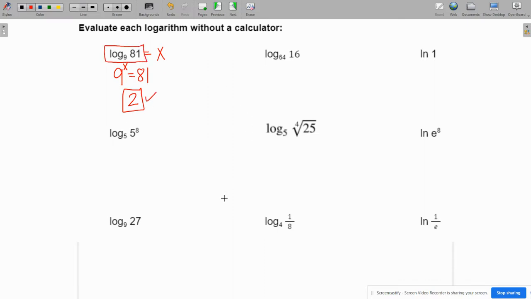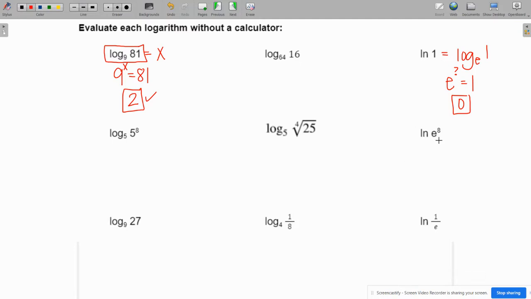I'm going to skip around on a couple of these because some of these are a little bit more challenging than others. So I'll come back to this one here. Let's go back to this one over here, the natural log of 1. Again, you could think of this as log base e of 1. So you're essentially asking yourself, e to what power is 1? Well, any number to the power of 0 is 1. So e to the power of 0 is 1, meaning the natural log of 1 is 0.